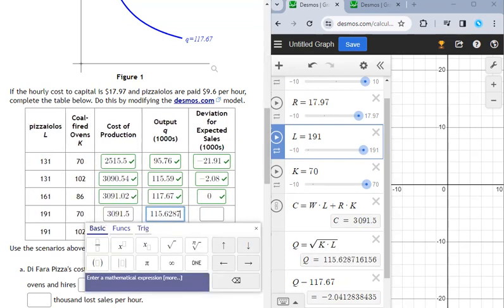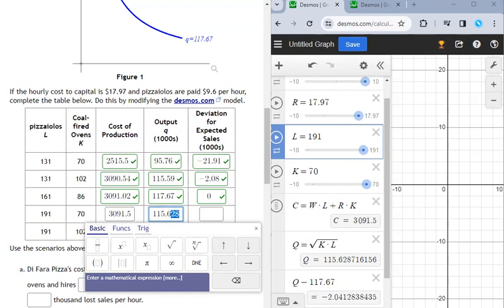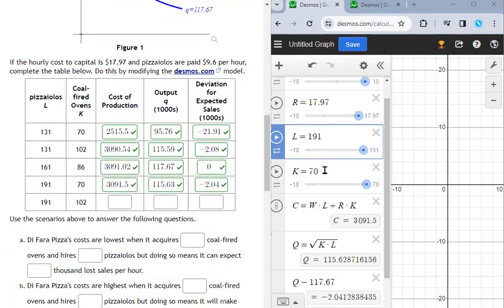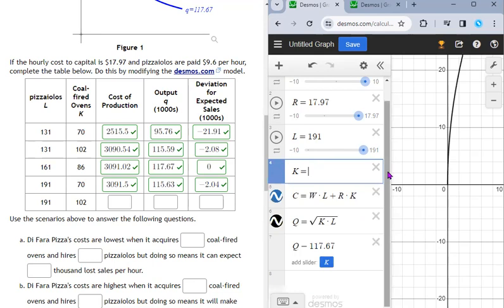So that 8 makes that a 3. And that, again, we're going to have lost sales of 2.04. Right, lost sales. We need to make that negative. And then we have the final situation where capital is 102.